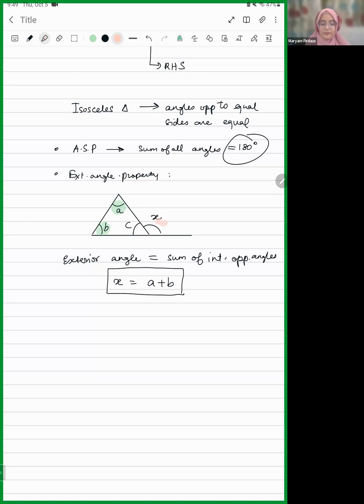The sides are opposite to the angles. See, there are two things when we talk about geometry, right? It's either adjacent or opposite.